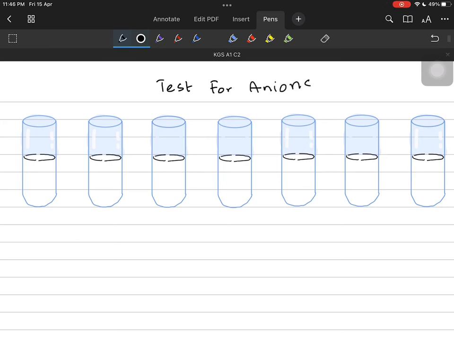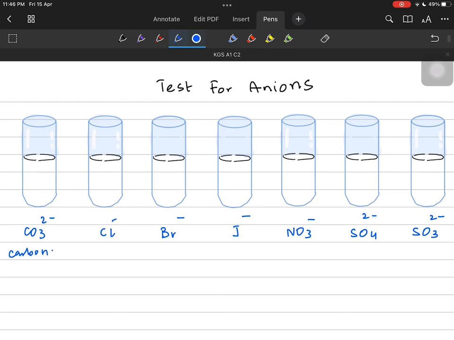Let's talk about the test for anions. Imagine you have 7 test tubes. One has carbonate, one has chloride, then bromide, iodide, nitrate, sulfate, and then sulfite. Let me write the names of these specific ions so we know what we're talking about: carbonate, chloride, bromide, iodide, then NO3- is nitrate, SO4 2- is sulfate, and SO3 2- is sulfite.